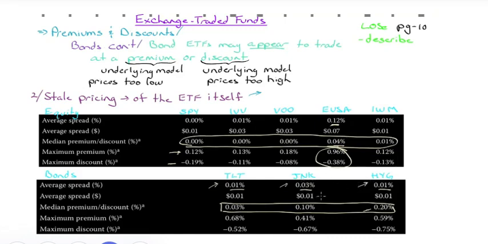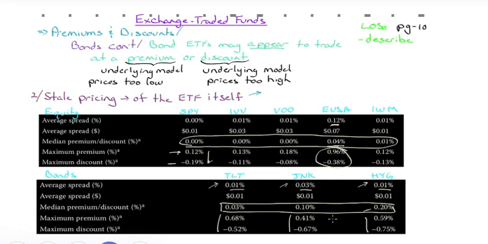These are both high yield indexes, JNK and HYG, 0.1%, 0.2% versus 0.03 for treasuries. And the maximum premium or discount, look at the range in all of these compared to, let's say, the SPY up here for equity, 0.12 to negative 0.19. These are a lot wider as well. And again, different market structures.